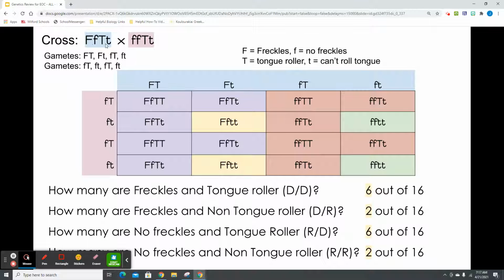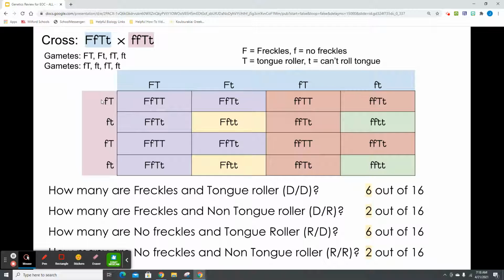And so those combinations, the ones you come up with, are your gametes, your sperm or your egg, and they go across the top and down the side of your Punnett square. So you'll notice that we have a rather large 4x4 square instead of a 2x2 because we're dealing with two traits.